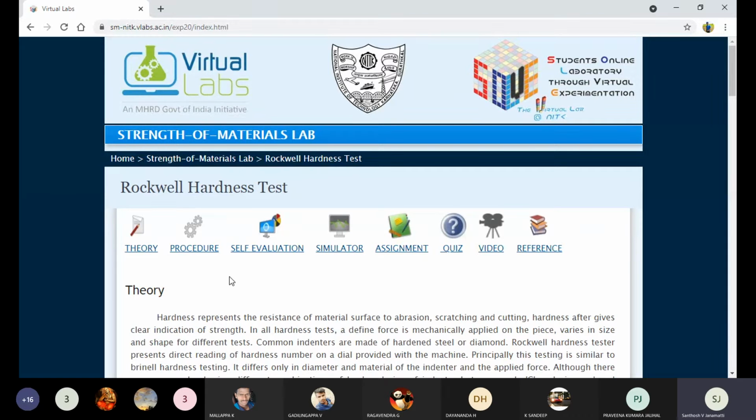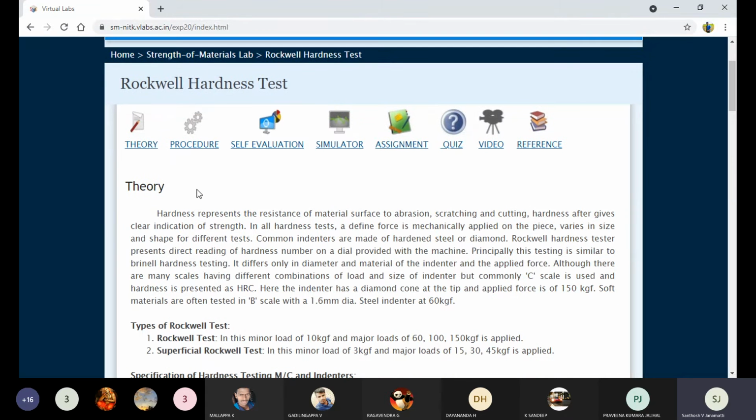So, the Rockwell hardness test. Before dealing with this, I would like to ask you something about hardness. What do you mean by hardness?